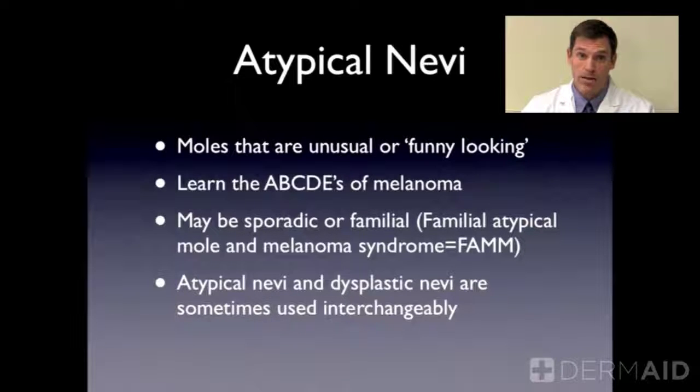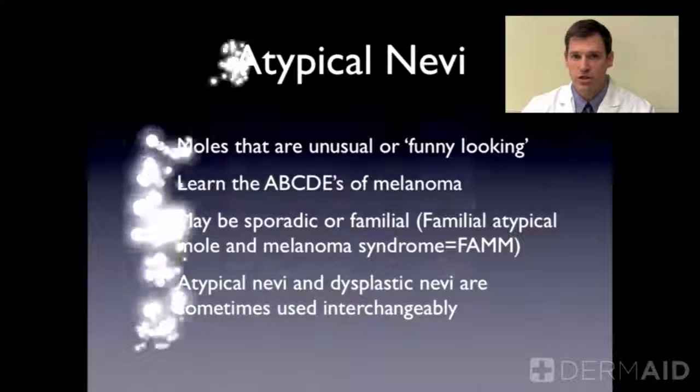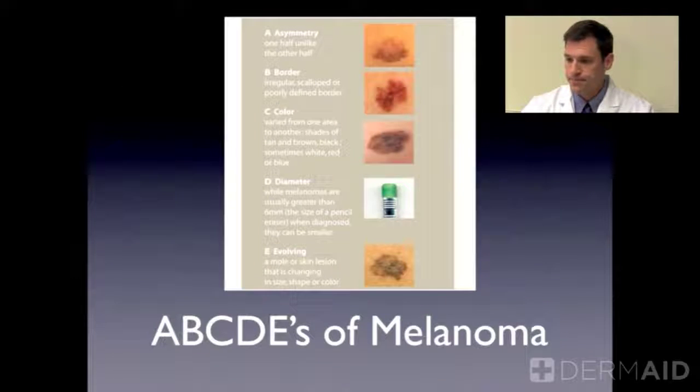They may be sporadic, so you can have one atypical nevus. Sometimes they run in the family, and that's called familial atypical mole and melanoma syndrome. Atypical nevi and dysplastic nevi are sometimes used interchangeably, but technically dysplastic nevus only refers to a mole that's also unusual histologically when it's looked at under the microscope.